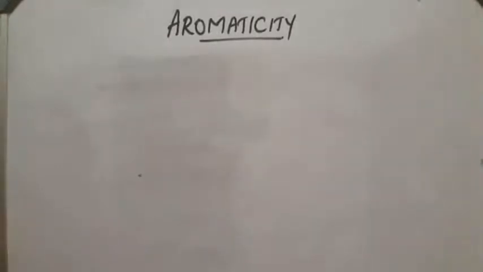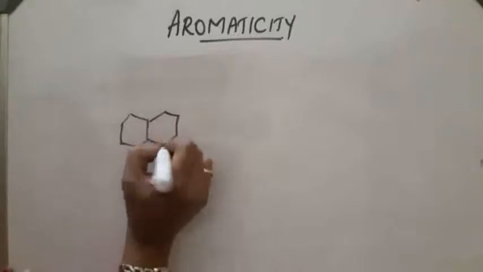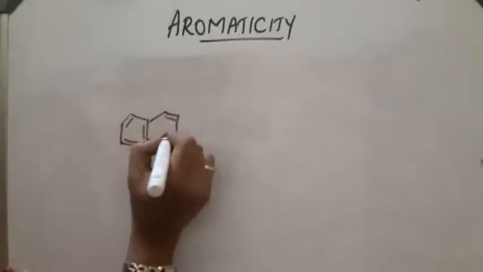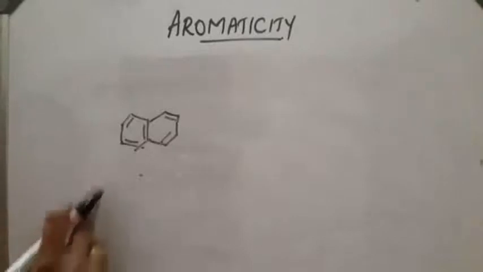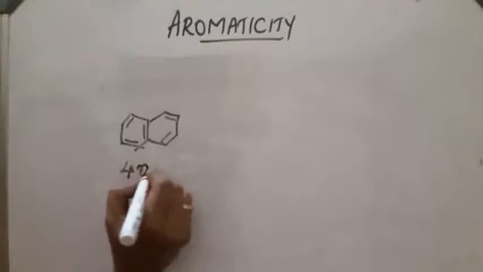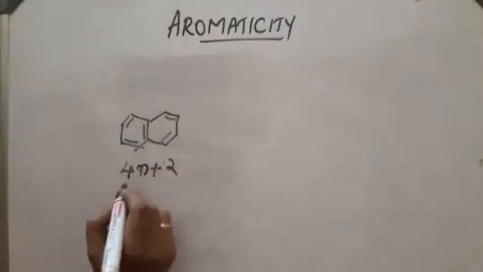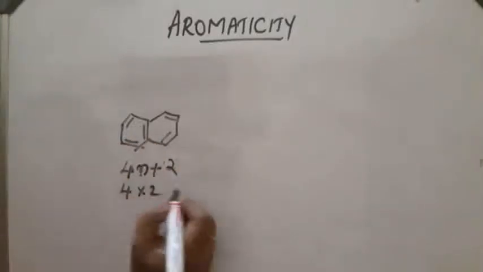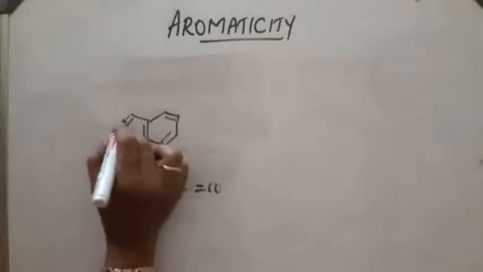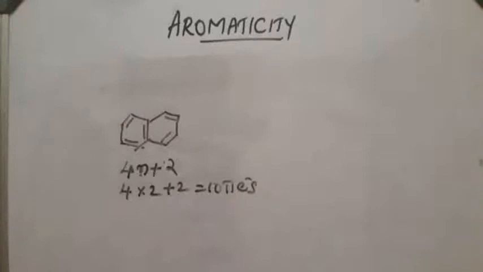Naphthalene: two benzene rings are fused. So this contains 2 rings. Delocalization is there. It's a planar compound and a 4n plus 2 system. Let us see the 4n plus 2 pi electron system. Here it contains 2 rings, 4 into 2 plus 2 is equal to 10. 1, 2, 3, 4, 5 bonds are there, so it contains 10 pi electrons. So this compound is also an aromatic compound.